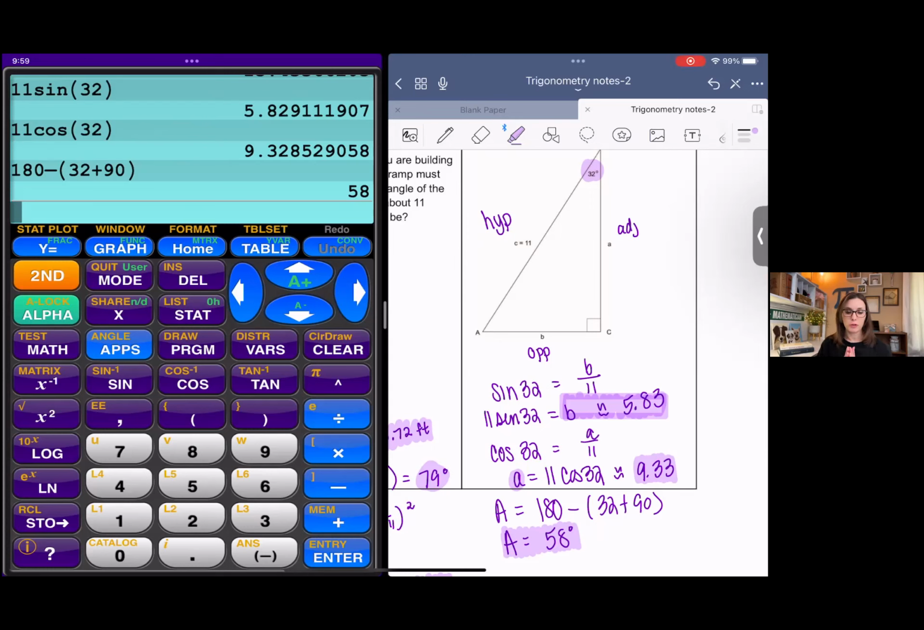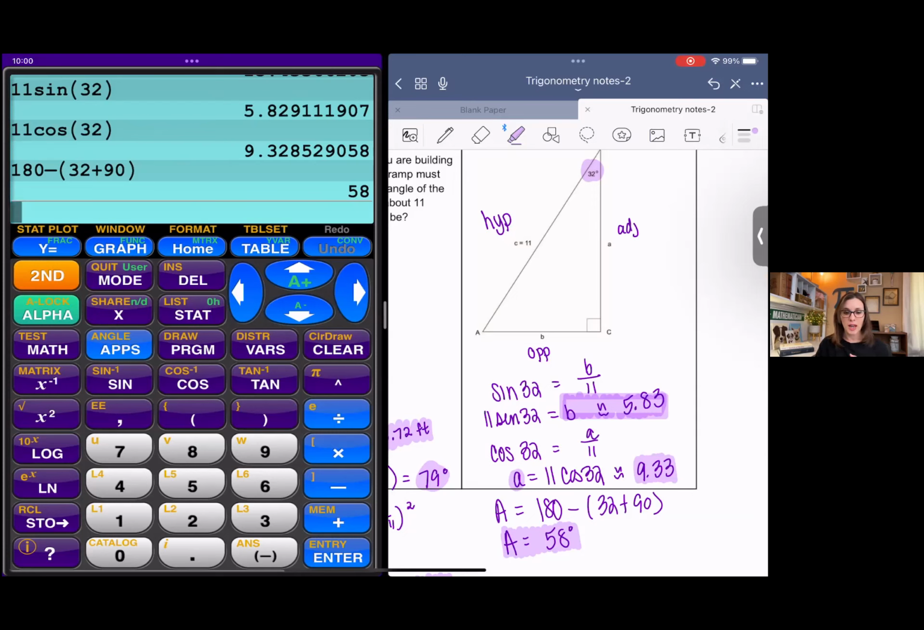So if we're solving for B, we're going to use sine because that's opposite over hypotenuse, and then multiply both sides by 11. That gives you B. 11 sine 32 would be the exact solution. So if it's asking for an exact solution, 11 sine 32 is that. If it's asking for an approximate or rounded solution, then 5.83 would be 2 decimal places.